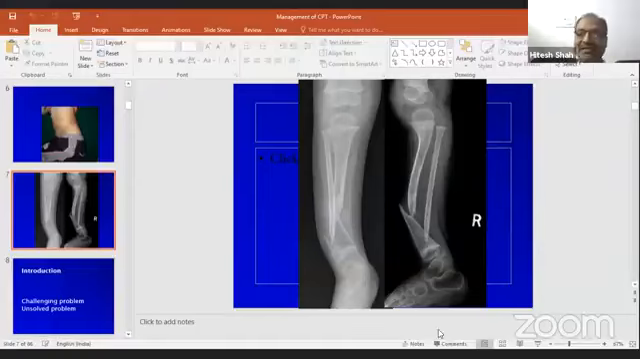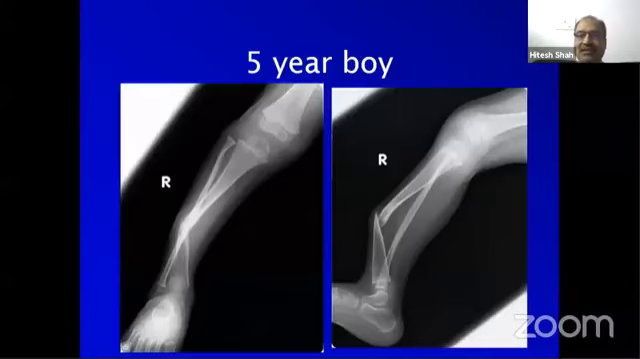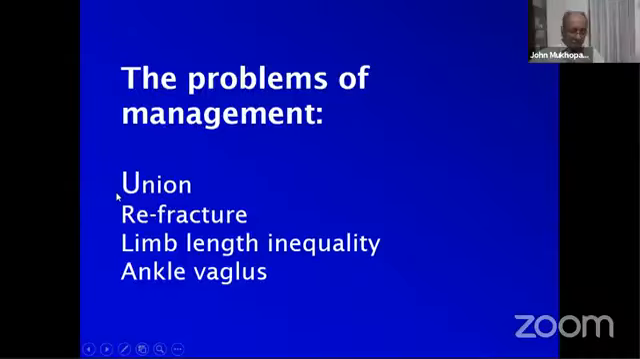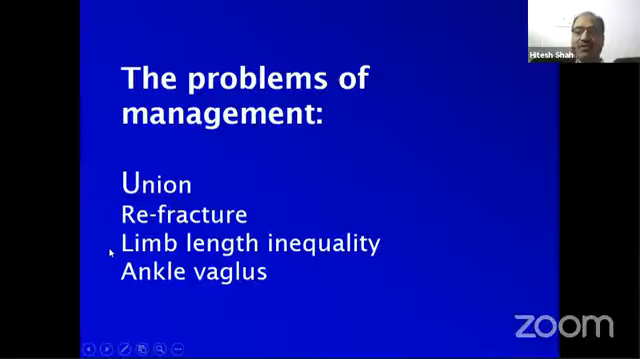Yeah, these are challenging problems. Those are the issues. Union is a problem, refracture is a problem, limb length inequality, and ankle valgus. So you are focusing first on union. But if you focus on union, after that the problem doesn't end. You may get a refracture when the child walks, or because of the growth abnormality of the proximal and distal ends, you may land up in limb length inequality. Or because of the asymmetrical growth on the medial and lateral side, you may have a deformity of the tibia and ankle. That is one of the commonest deformities, ankle valgus.